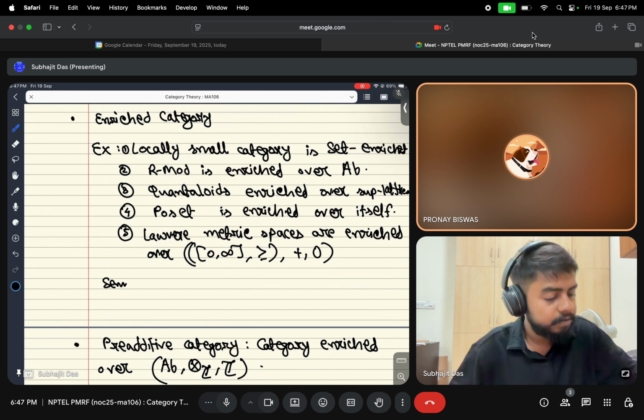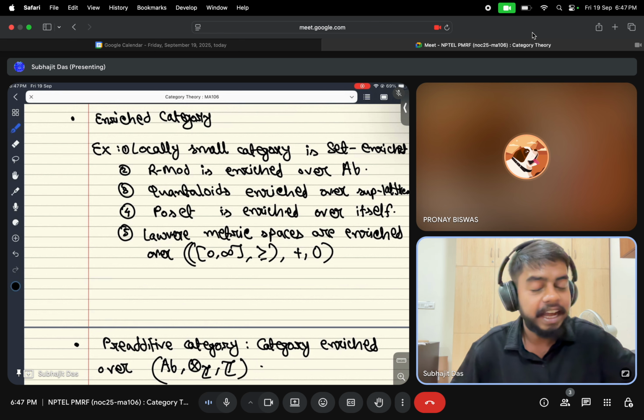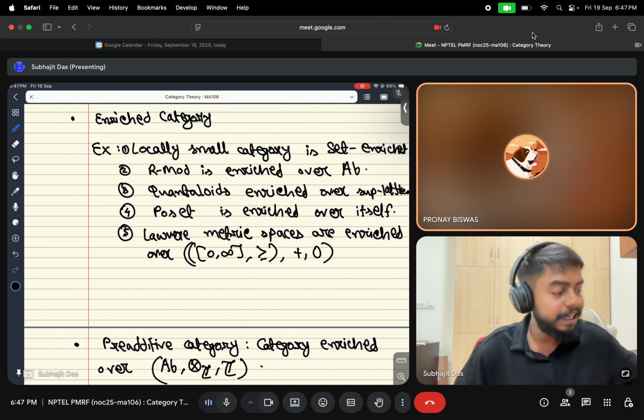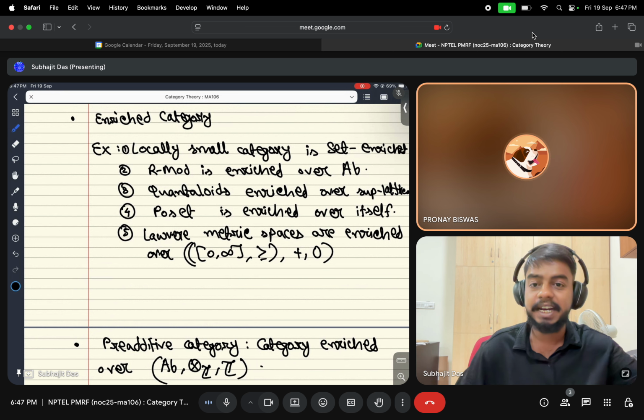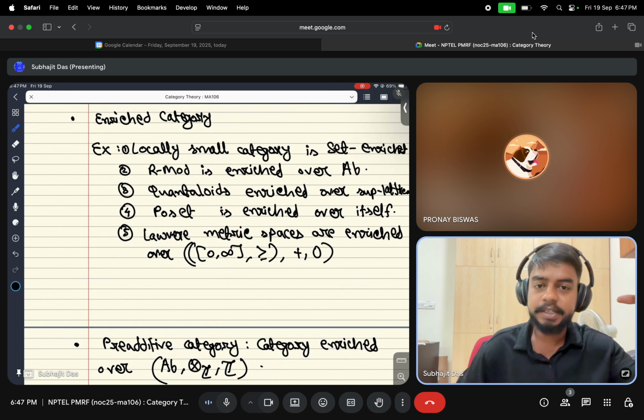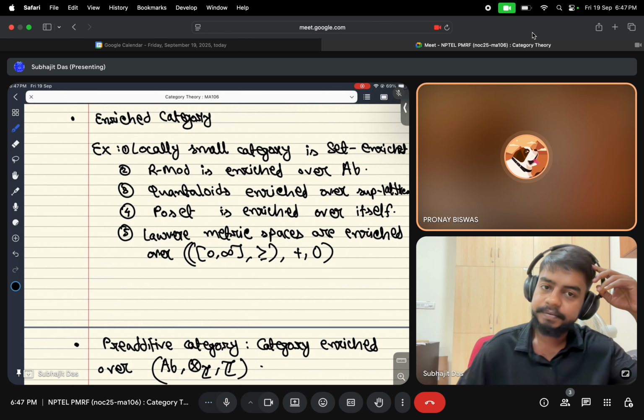Okay. Let me not write it. Yeah. If you take any complete lattice, by which you mean a partially ordered set, which is a lattice such that it has all sups and infs.